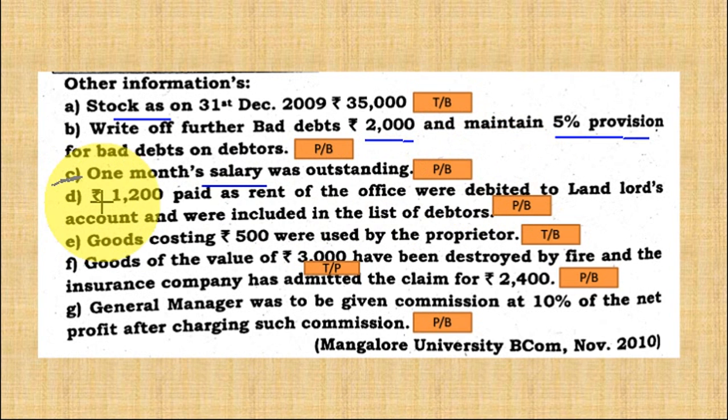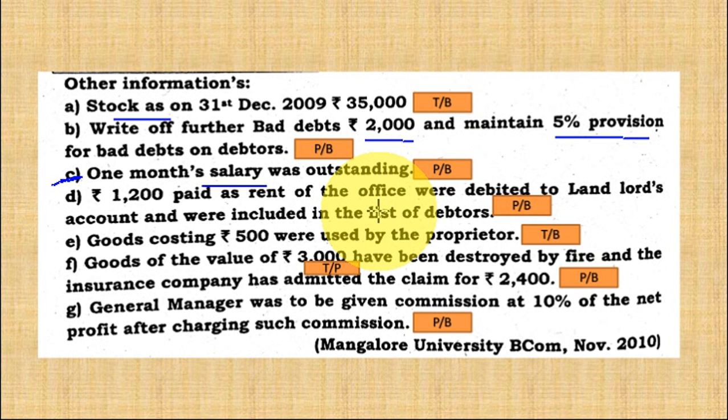Clear? Rupees 1,200 paid as rent of the office were debited to landlord's account and were included in the list of debtors. Okay, what have they done? They have paid the rent. Okay, so what is the actual item they have to show? Rent account 1200, right? They have to show the rent account. But instead of rent account, they have written the landlord's name, and they have included that name in the debtors.